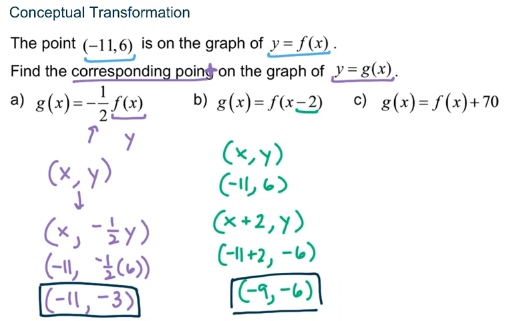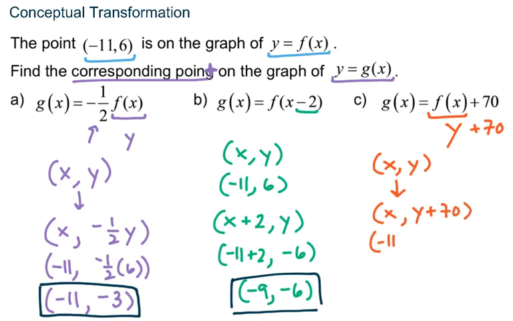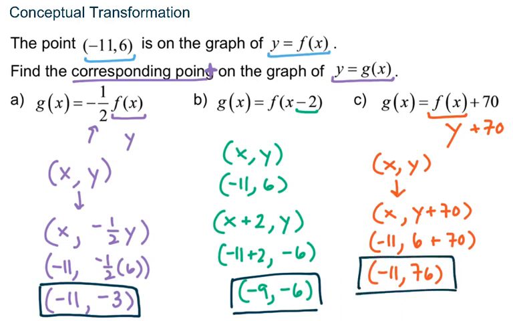And for the last problem, g of x is given by the original function f of x plus 70. Again, if you think about the fact that f of x just means y, this reads as y plus 70. So we will be taking some xy ordered pair and turning it into x comma y plus 70. That would be (-11, 6 plus 70), or (-11, 76). So this third transformation would end up looking like this.